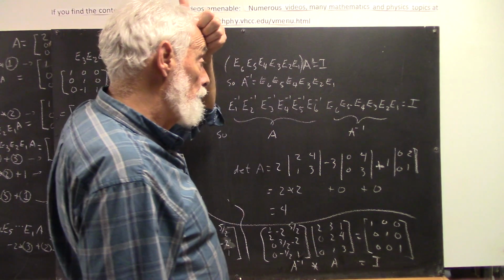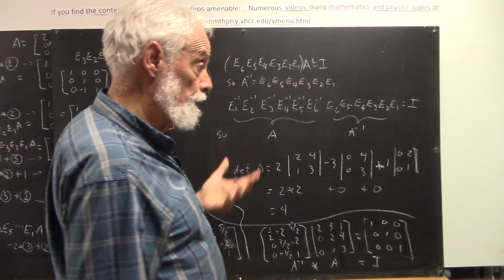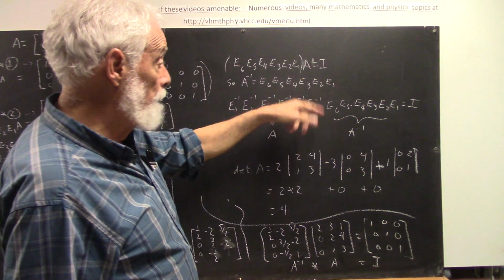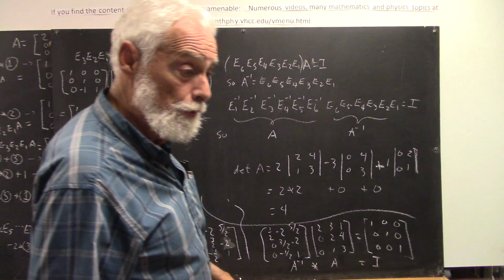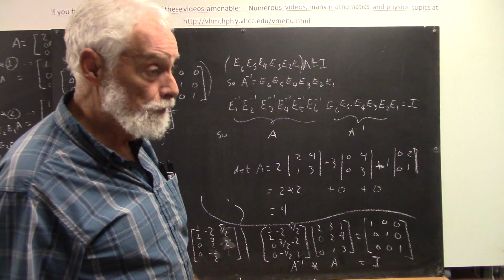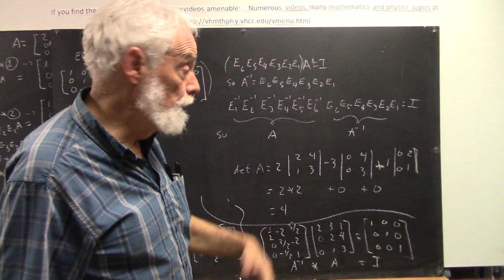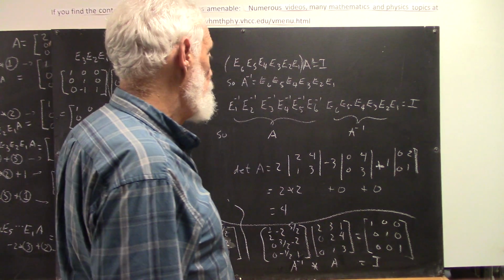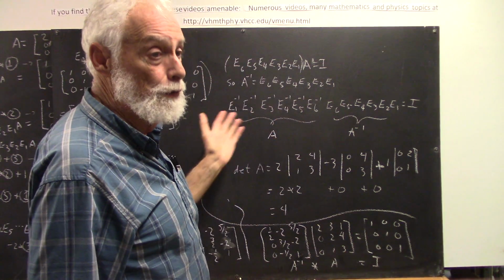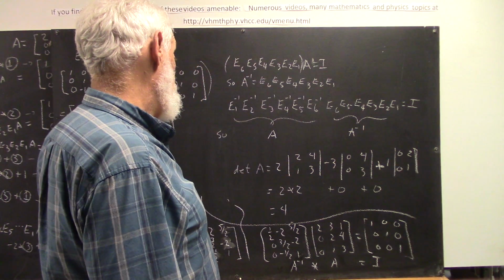Now, you want to pay attention to the order. You want to understand why the inverse of A has to be in the order E6 through E1. If you do E1 through E6, you don't get the inverse matrix. If you want to go from E1 through E6, you'll do the inverse matrices.